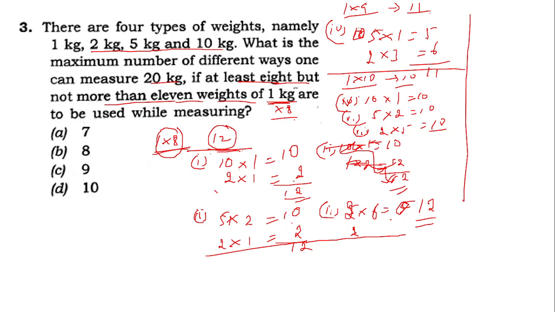Let us look at one more possibility. What if I take 1 kg into 11 times? This is the maximum chance I have. How much remaining? 9 is remaining now. If 9 is remaining, so this is the eighth possibility I'm doing.